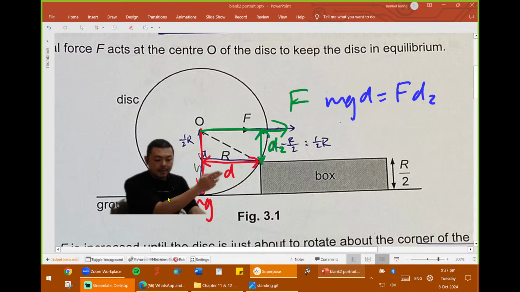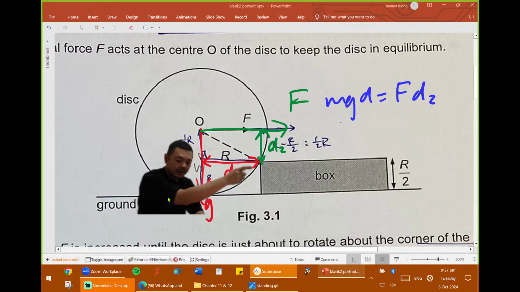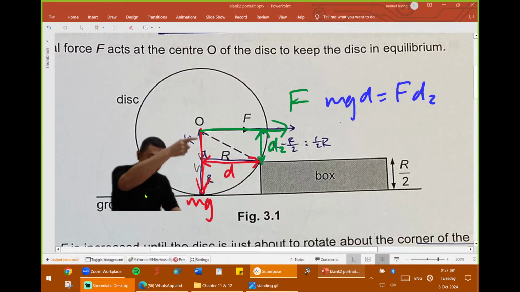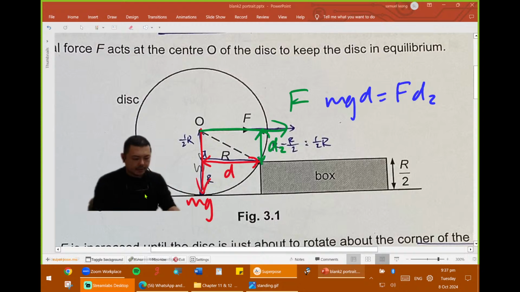Like what I was mentioning just now, the tough part is trying to find d, because d is from Pythagoras, right? The difference of the hypotenuse squared and this height of the triangle squared, then square root. Yeah, that's pretty much it. So that's for the first part.